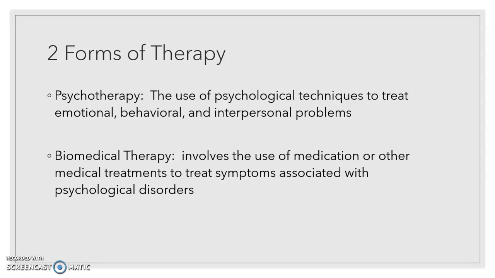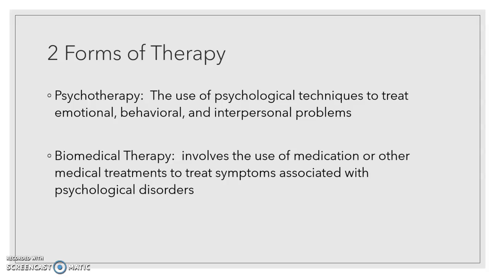Now, in this chapter, we are going to talk about two broad forms of therapy. And these broad forms of therapy are used by mental health professionals in order to help people. The first one we're going to talk about is psychotherapy. And this refers to the use of psychological techniques to treat emotional, behavioral, and interpersonal problems. There are many different types of psychotherapy, and we're going to talk about a few of them in this chapter. They all share the assumption that psychological factors play a significant role in a person's troubling feelings, behaviors, or relationships.